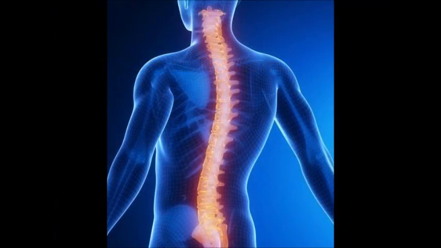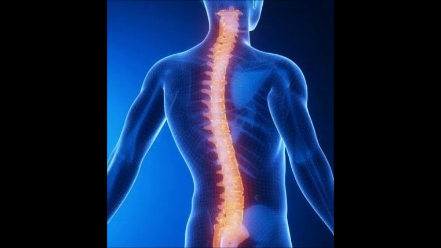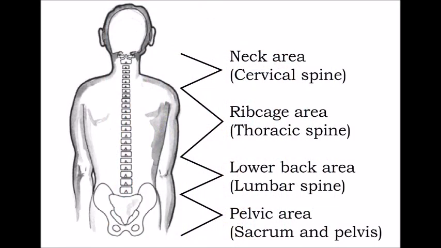We're going to look at the spine separately from the back view and the side view, but remember, it's all the same one structure. So from the back view, the head should be centered over the pelvis and the spine should be vertically straight and is composed of the neck area or cervical spine, the rib cage area or thoracic spine, the lower back area or lumbar spine, and the sacrum and pelvis at the base of the spine.